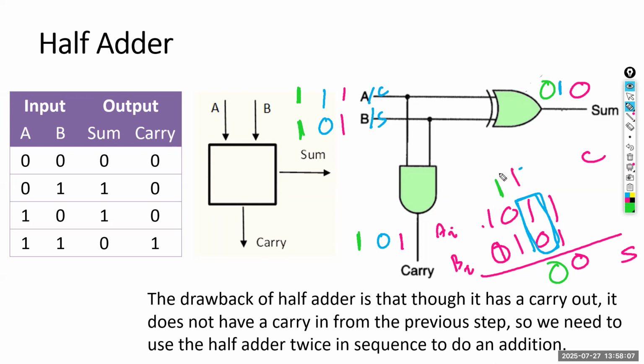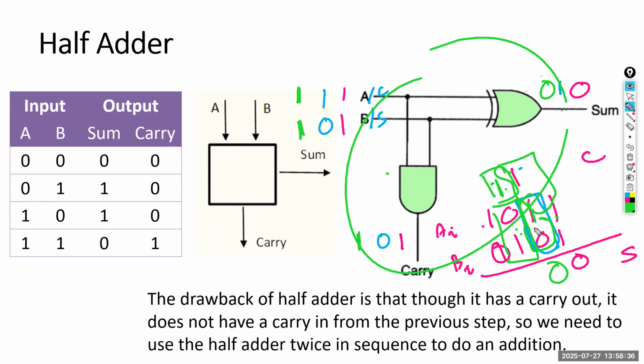But we did it using twice. First we had this and this, then that answer and this. So we had to use this twice. Next time also, first we need to add these two, and that answer you need to add with this. That is why we say half adder. Most of the time you are in a column where your carry is 1. So then you need to do it twice. First do this, and that result you add with this.